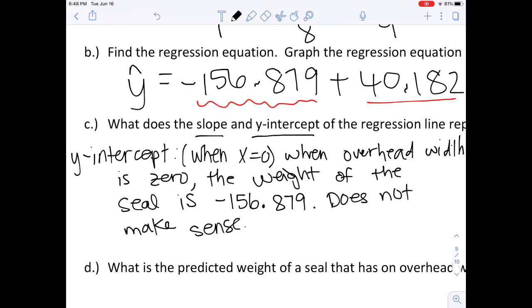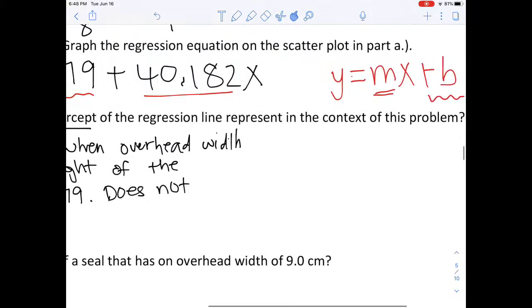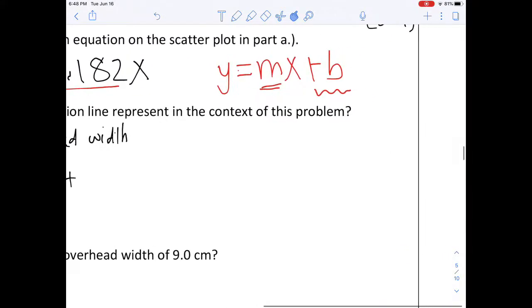So this is saying that if the overhead width of the seal is 0, well then there is no seal, and the weight of that seal is negative, and we don't have a weight of negative. So a lot of times we have a y-intercept that does not make sense. We also need to discuss the slope for this problem.